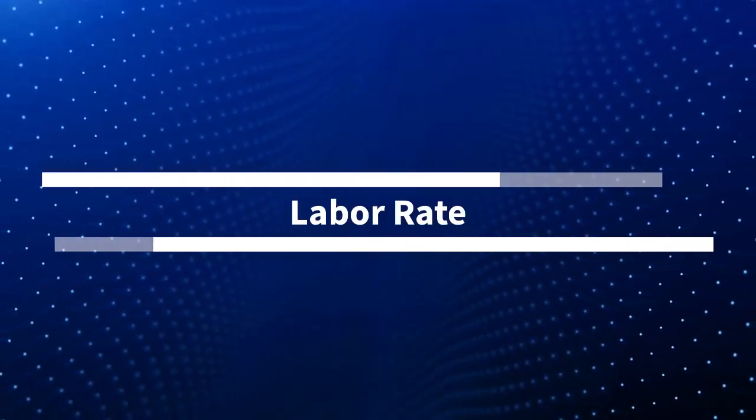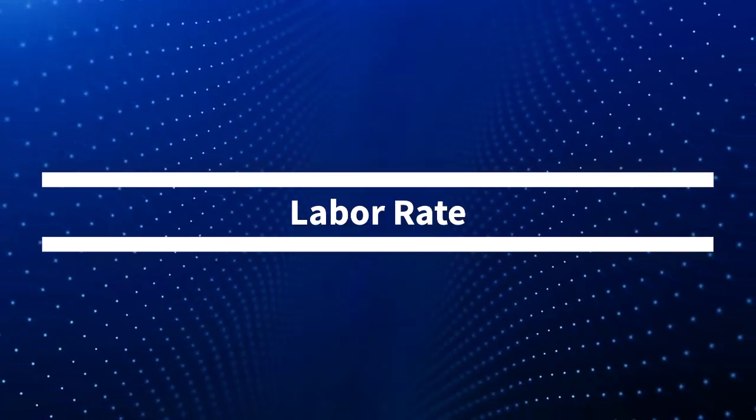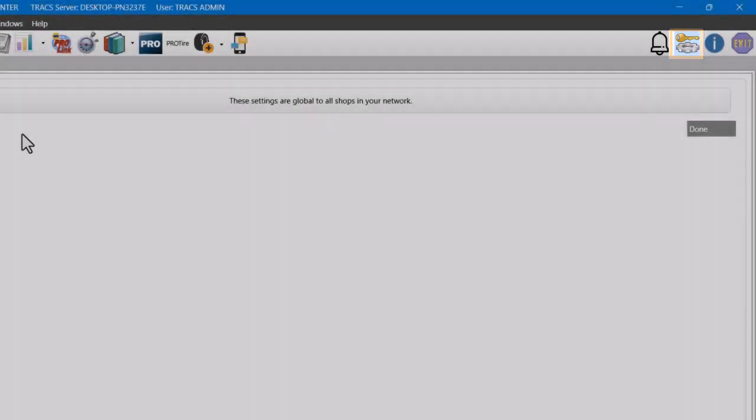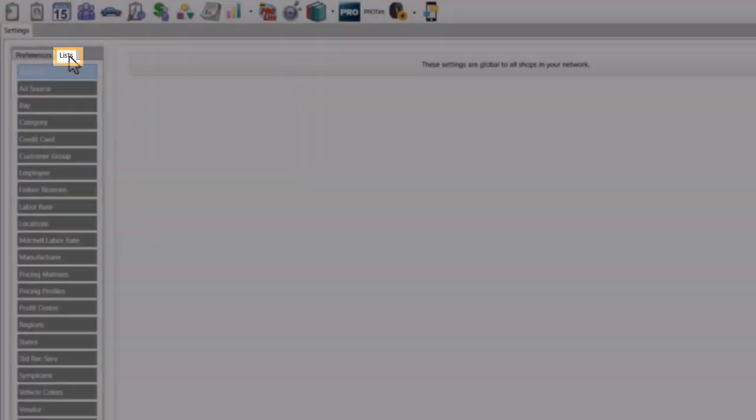In this video, we're going to take a look at system settings as they relate to labor rate for your shop. Let's open up the key and gear icon here, System Settings. We're then going to select the List tab and make our way down to the Labor Rate button.